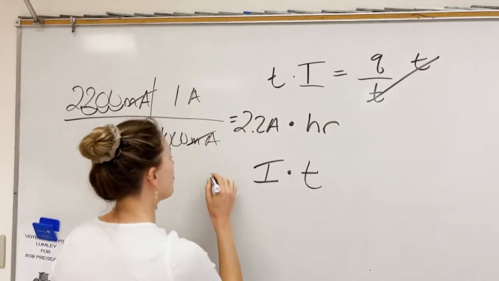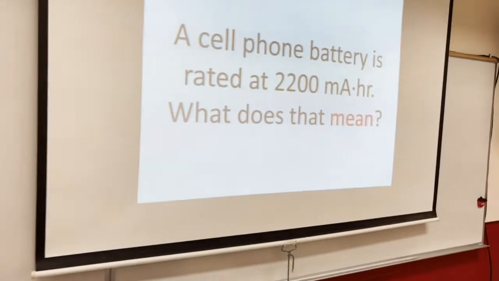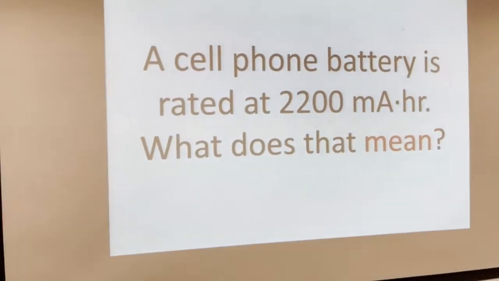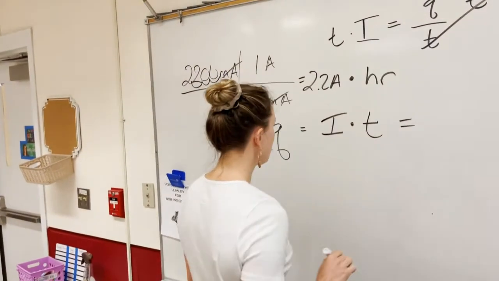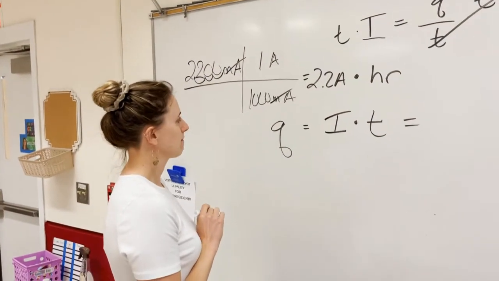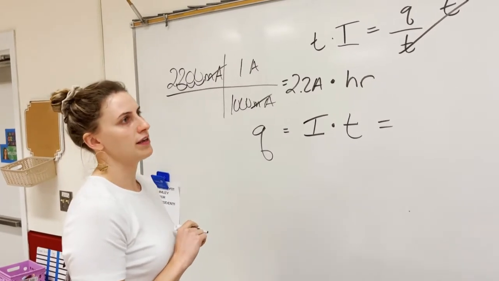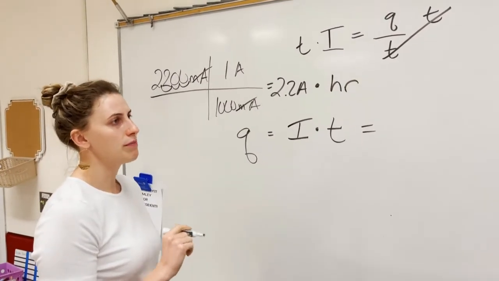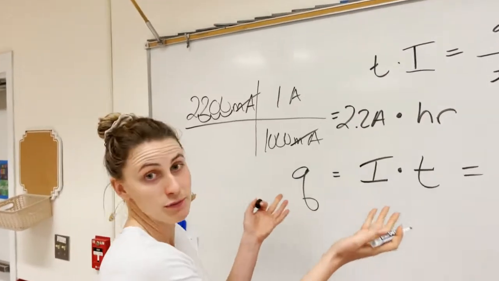So what's the question asking? What does this mean? Well, we can figure out what the charge is here. That's the charge capacity of a battery, how much charge it can flow out one end and into the other. So if it's rated at 2,200 milliamp hours, how much charge can it flow?